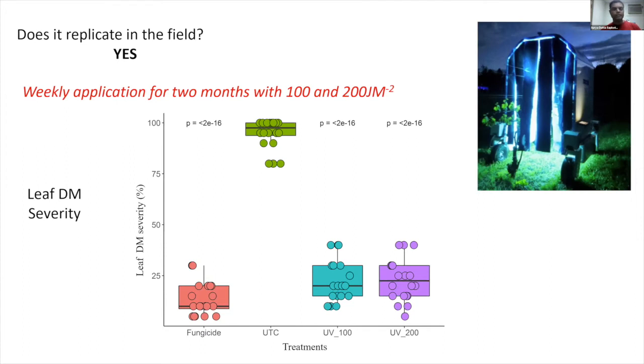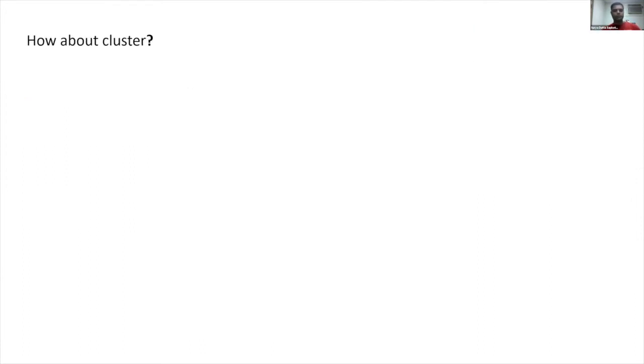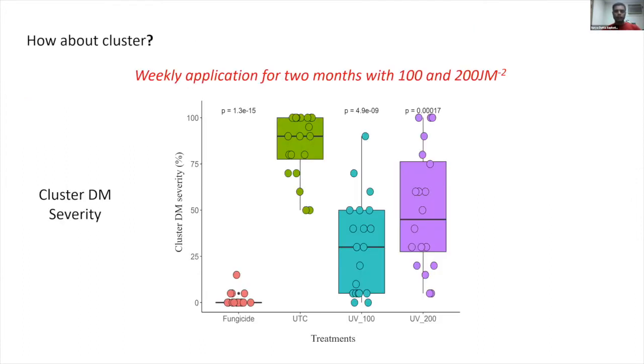There is fantastic control of downy mildew on the leaf, but if we go to the cluster, let's see, we check in the cluster. So the cluster is not as good as the leaf. There is some sort of reduction in the cluster, but not too much. And there is so much variation. When you see the distribution, there is so much variation.